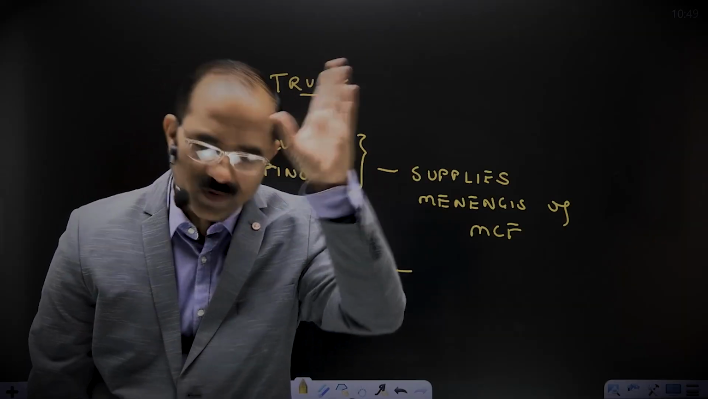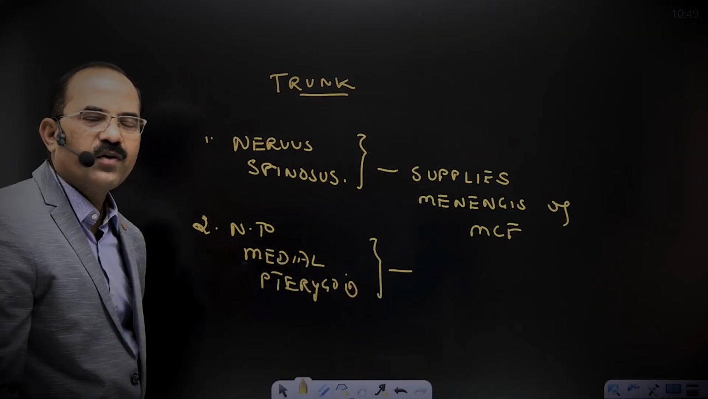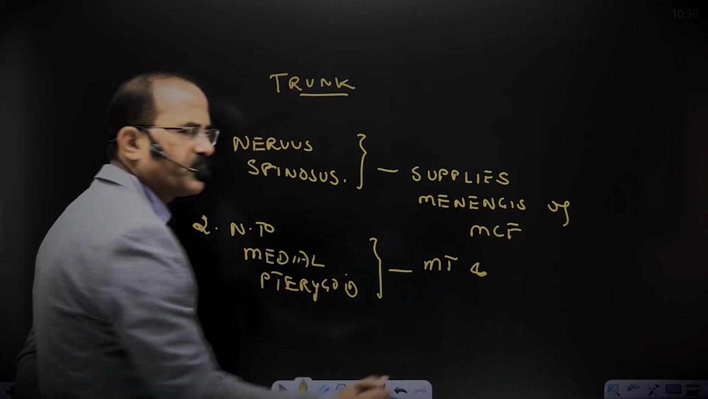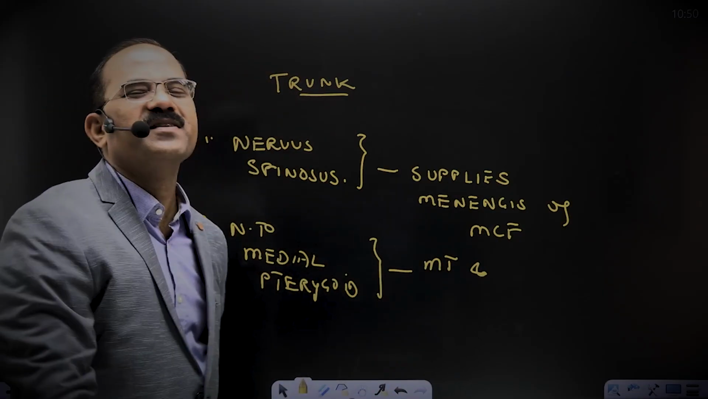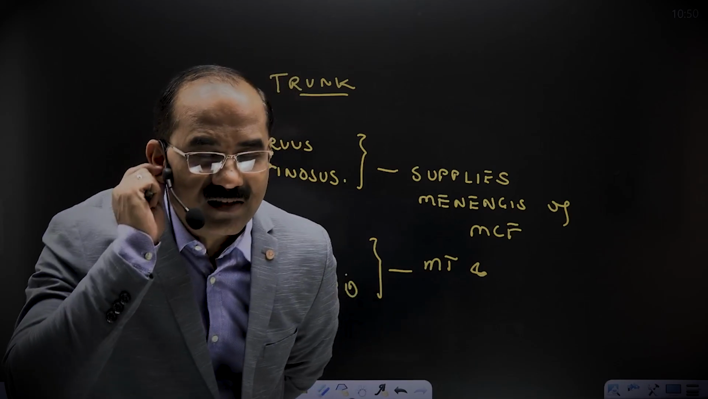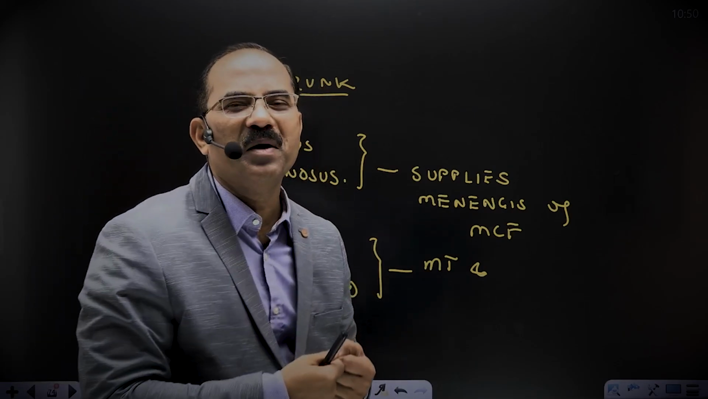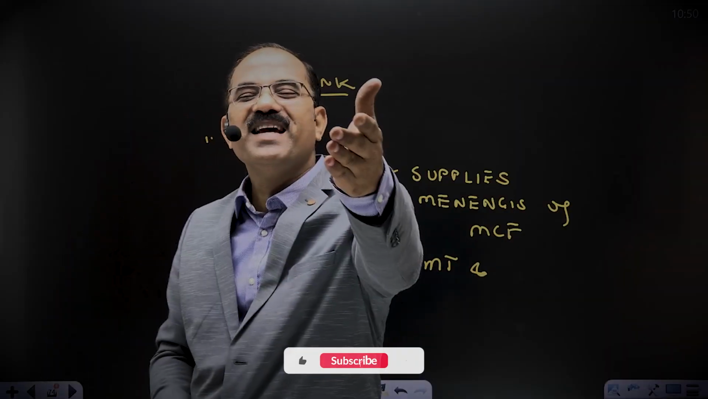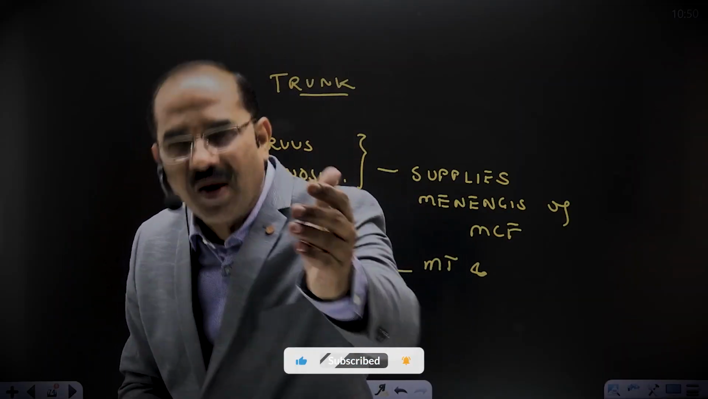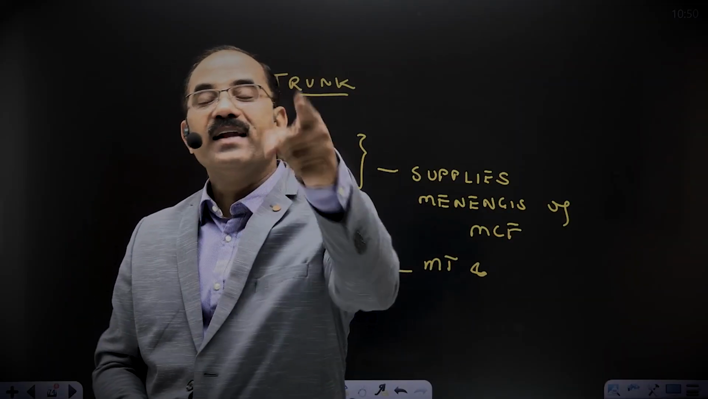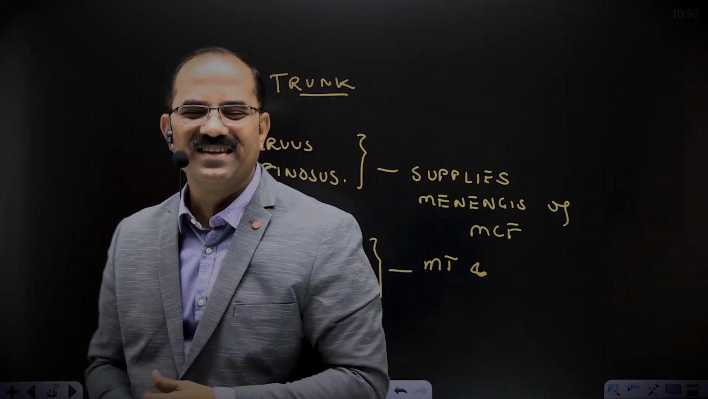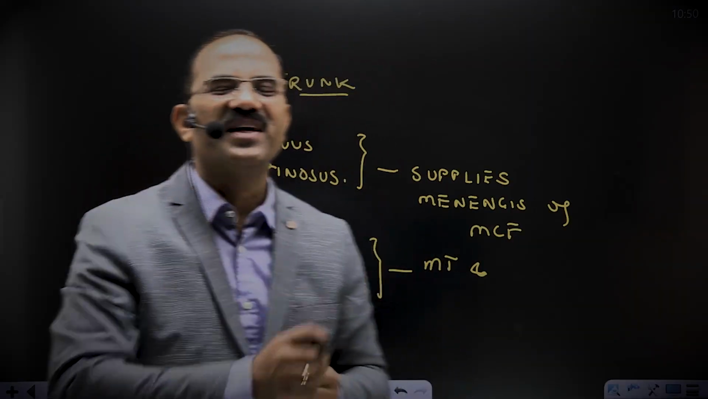Clear to all of you? Okay. So that's the nerve to medial pterygoid which supplies the medial pterygoid, and it supplies two more muscles. One muscle is in the ear which tenses the tympanic membrane. Any guesses? Yes, that's the tensor tympani. Right, very good. And there's a muscle in the palate which is going to tense the palate. What do you call this? The tensor palatii. Very nice.